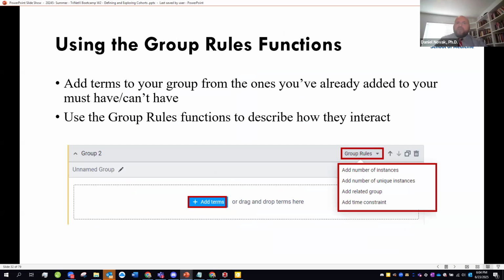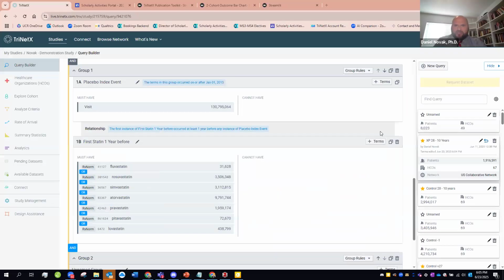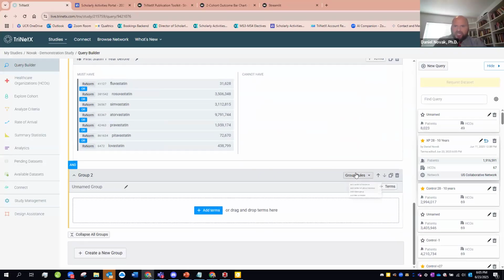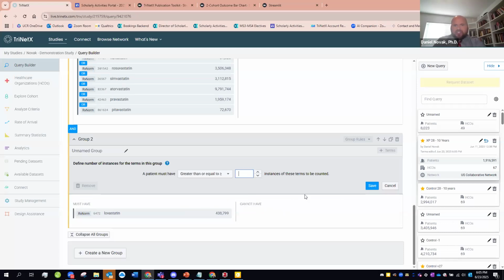So returning back to the group rules functions that we talked about a moment ago, you can use these group rules to describe how different subgroups and groups within your study interact. We'll go through them in order just to give you a sense of it. This is, as I said earlier, the number of instances function. This says how many times did a person, for example, if I move lovastatin over here, this person must have had their statin for at least 5 prescriptions before they get entered into our study, or 10, or whatever arbitrary number, or non-arbitrary number of components you'd like in there.